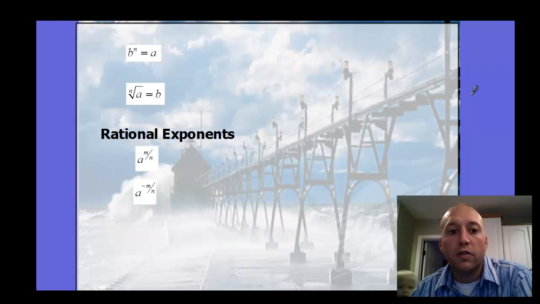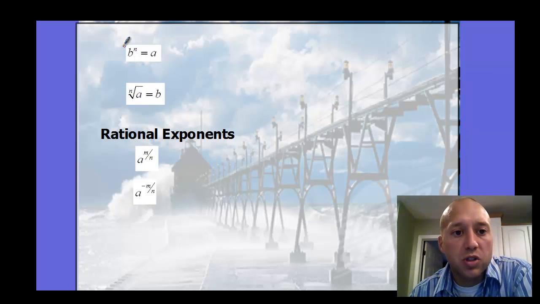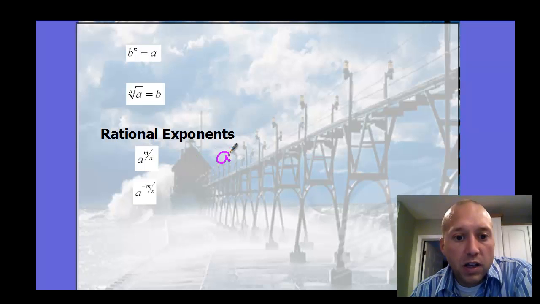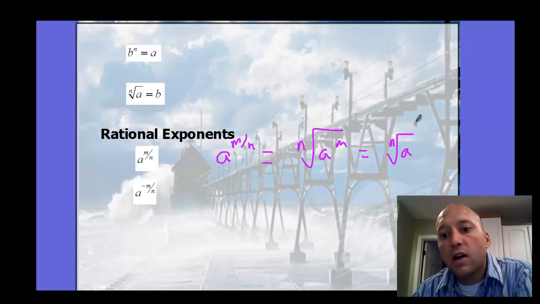And we just combine that with all of our other exponents. b to the nth is a, so if we have the nth root of a, it's b, kind of the opposite. That's just using the definition of roots. So we can also write those as rational exponents. a to the m over n can be written as the nth root of a to the mth, or the nth root of a, all to the mth. Those are all the same, but we can rewrite this rational exponent in radical form.